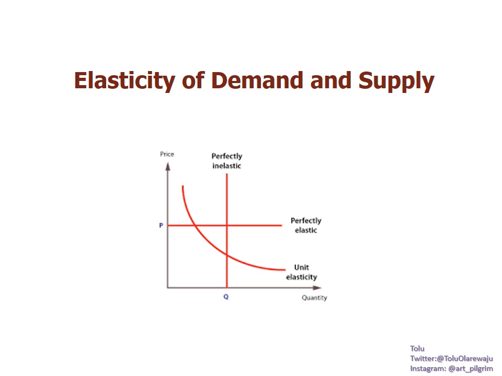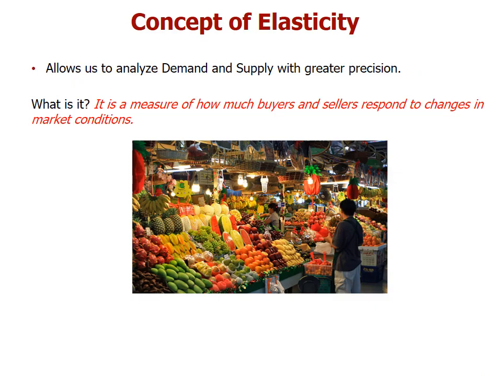Our topic will be the elasticity of demand and supply. So let's get to it. Elasticity allows us to analyze demand and supply with greater precision. But how? What is it? What is elasticity? Elasticity is a measure of how much buyers and sellers respond to changes in market conditions.